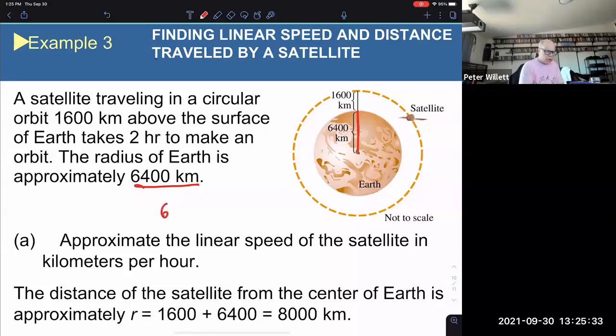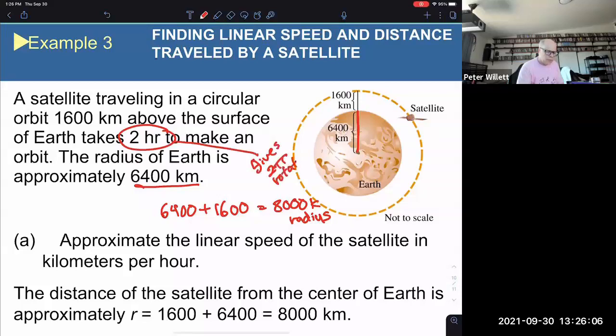So we want to do the 6,400 plus the 1,600, which looks like 8K. So there's an 8,000 kilometer radius of rotation of the satellite. And it takes 2 hours to make an orbit. So that's one rotation, that's 2 pi around. So 2 hours gives 2 pi rotation in radians.